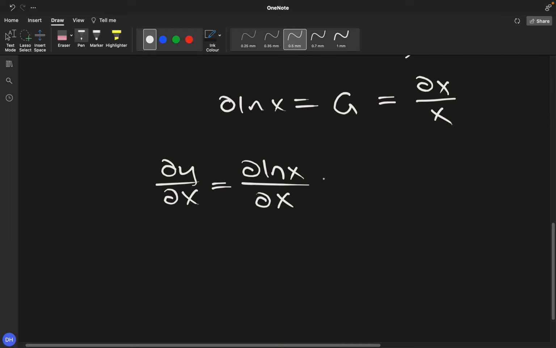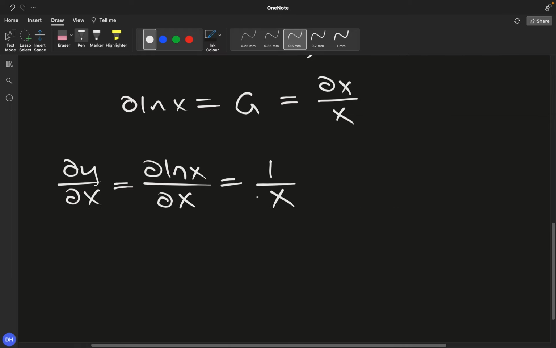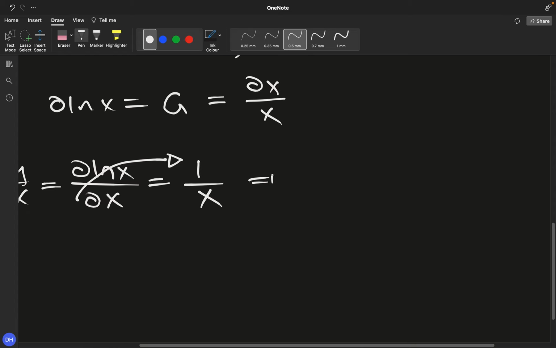What's that? We know this from calculus. It's 1 over x. Yeah, our first derivative of the natural log, 1 over x. We know that. So I'm just going to multiply across here by delta x. So we get delta log x equals delta x over x.